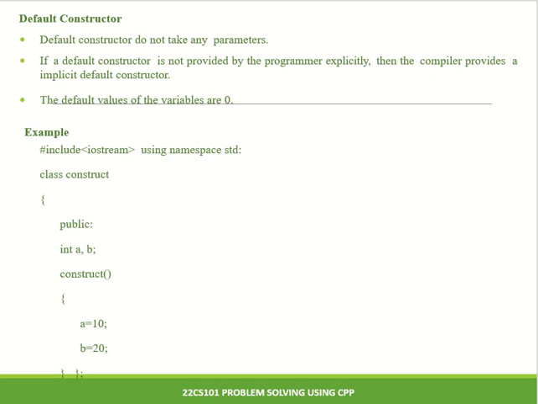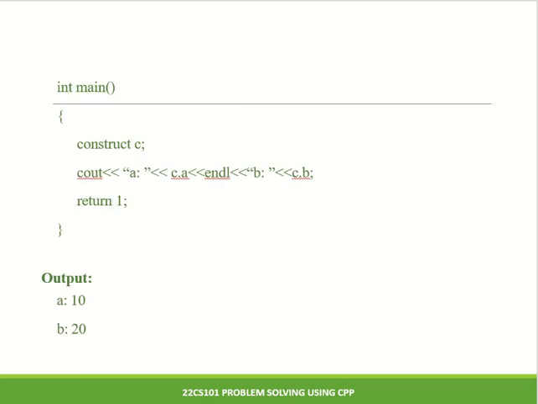I have a header file, then using namespace std. Now I have the class construct. Under public, I have two variables, a and b. Now I am defining the constructor. The name of the constructor given here is construct, because the name of the class is also construct. Both a and b are assigned: a is equal to 10 and b is equal to 20.